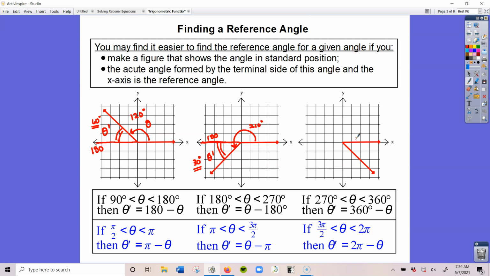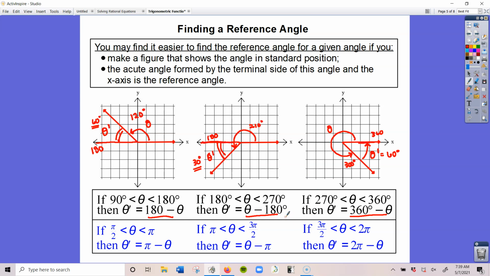Okay, so this last one here, let's say that this angle is 300. This one is closest to this axis here, which is 360, because you would complete a full revolution. So if this is my angle, my reference angle, theta prime, would then be 60 degrees, because we would do 360 minus the angle. And exactly what I was showing you here is what I have outlined here for you.